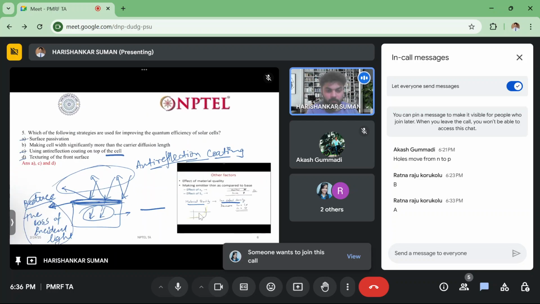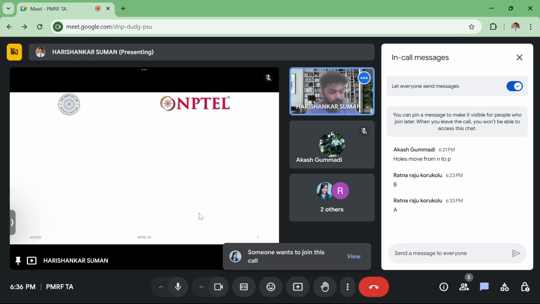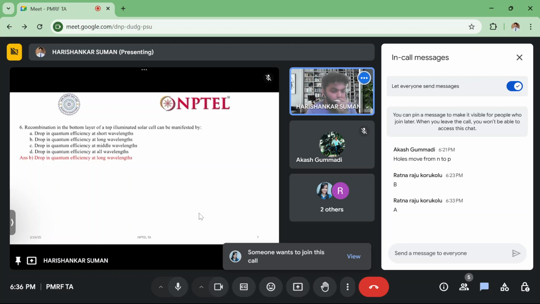Okay, so let's move to the next question. Recombination in the bottom layer of the top illumination solar cell can be manifested by a drop in the... So the answer is there also, but let's discuss. Drop in quantum efficiency at the longer wavelength.